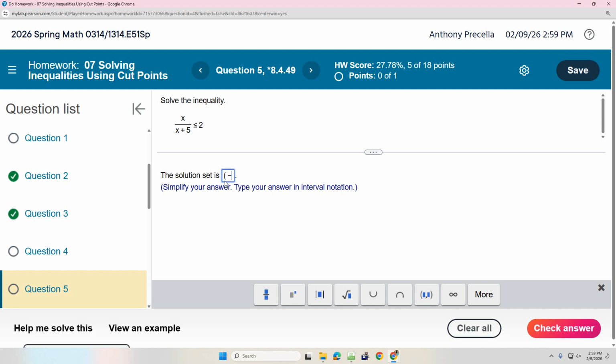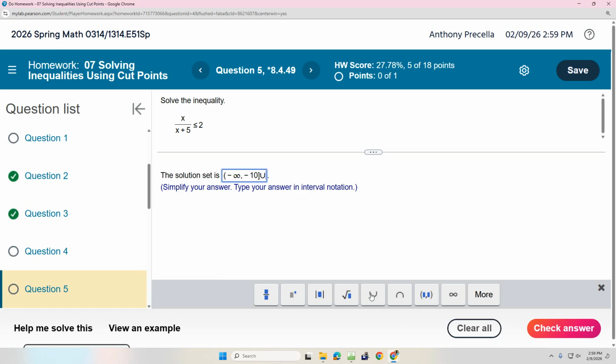Parentheses, negative infinity, comma, negative 10, bracket, union. Do y'all see? Look there. There's another little symbol that looks like a set intersection. You shouldn't use that intersection symbol. That union is read as or. The numbers to the left of negative 10 or the numbers to the right of negative 5. There are no numbers common to both of these sets here.